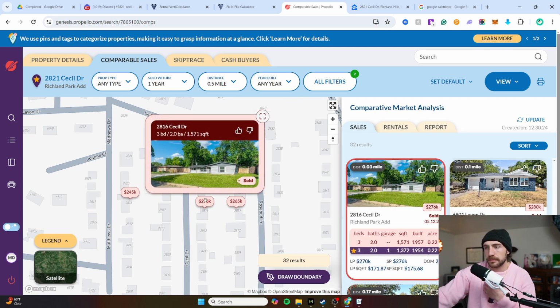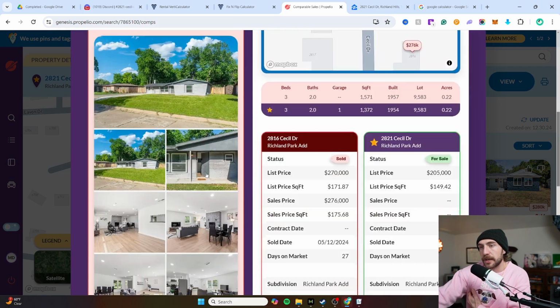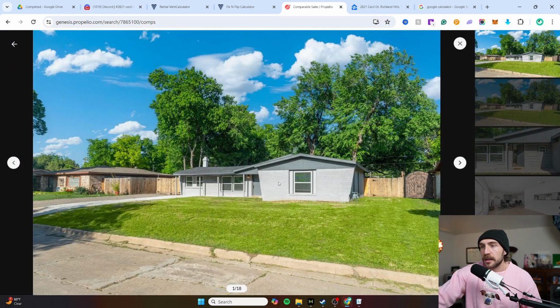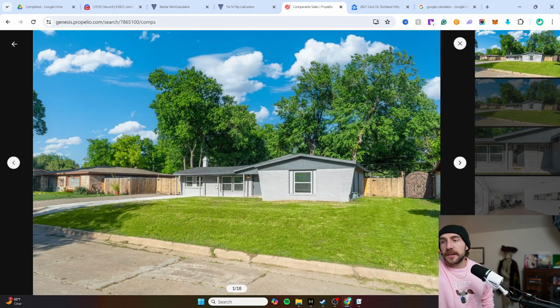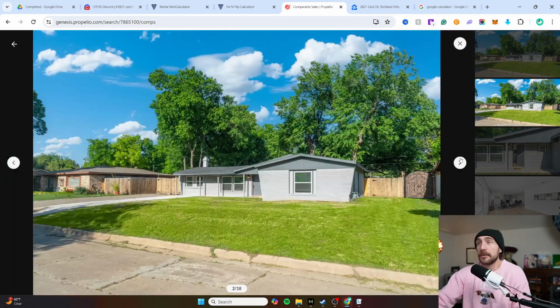All right, here's one. That's pretty similar. That's very similar. It's a little bit bigger. I think I know why it's a little bit bigger. Did they convert the garage? Yeah, it looks like they converted the garage. You guys see how they converted the garage? So it's pretty much the same house with an extra 250 square feet, probably because they converted the garage. And I'm literally doing this all live, guys.